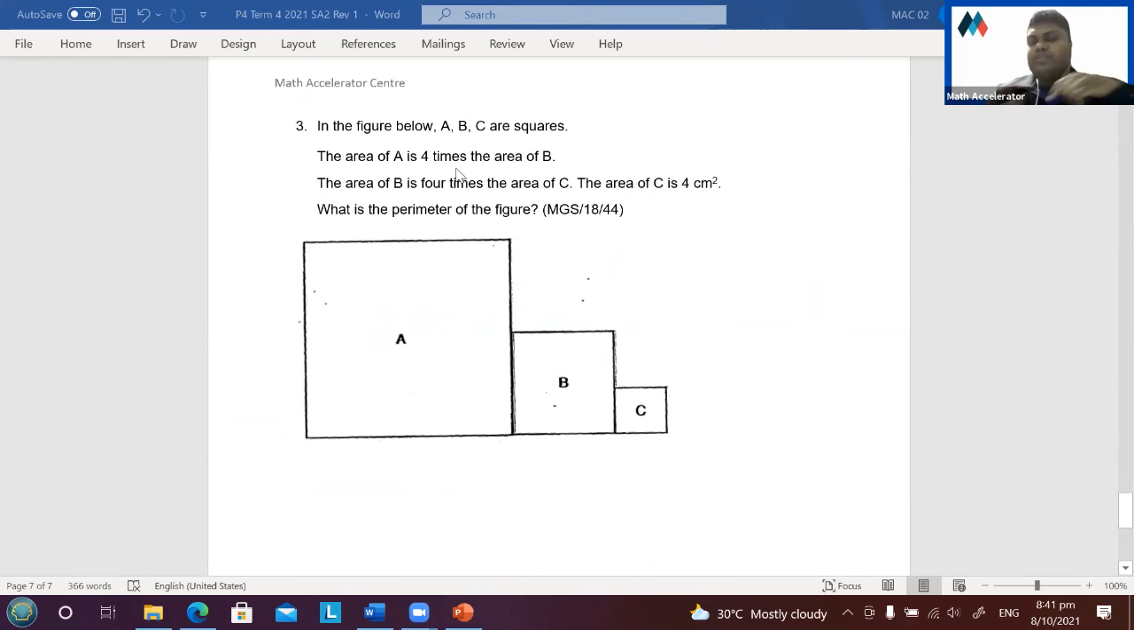Okay, in the figure below, ABC are squares. The area of A is 4 times the area of B. The area of B is 4 times the area of C. The area of C is 4 cm squared. What is the perimeter of the figure? Okay, now they give you the area of C.